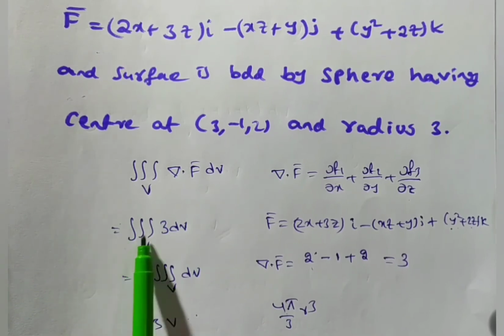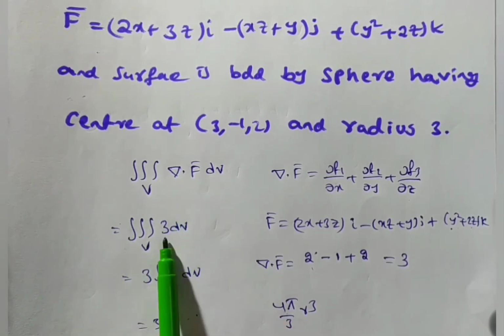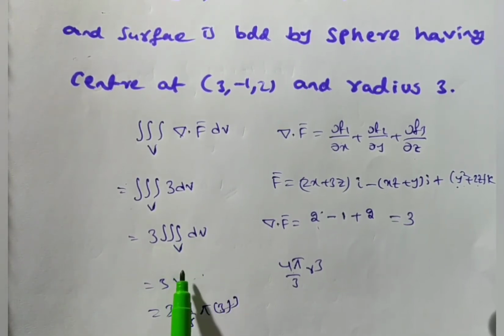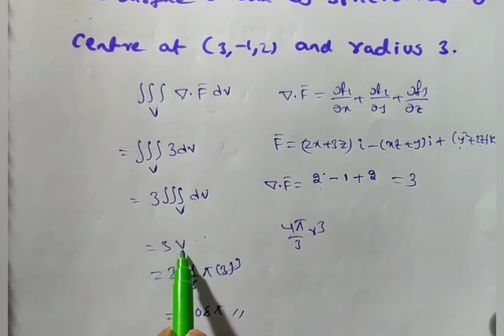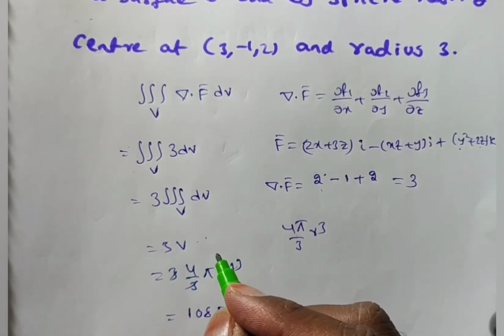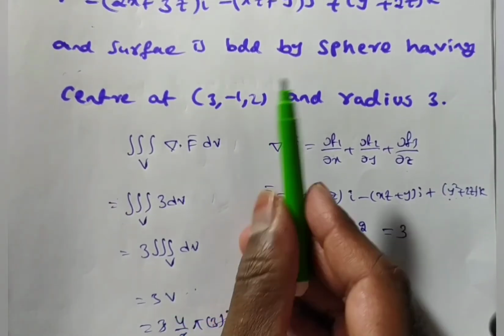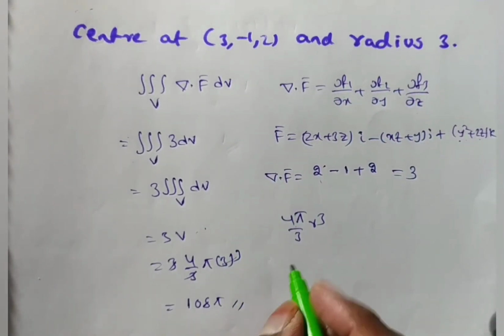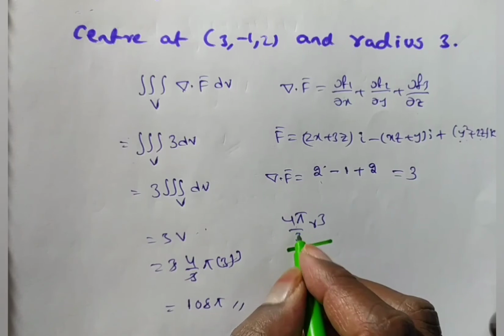Now the triple integral over V of 3 dV. 3 is a constant, you can write outside. Now the triple integral of 1 dV gives V. What is V here? V is the volume of the surface. What is given here? The surface is a sphere with radius 3. So what is the formula for a sphere? Volume of the sphere is 4 by 3 pi r cube.